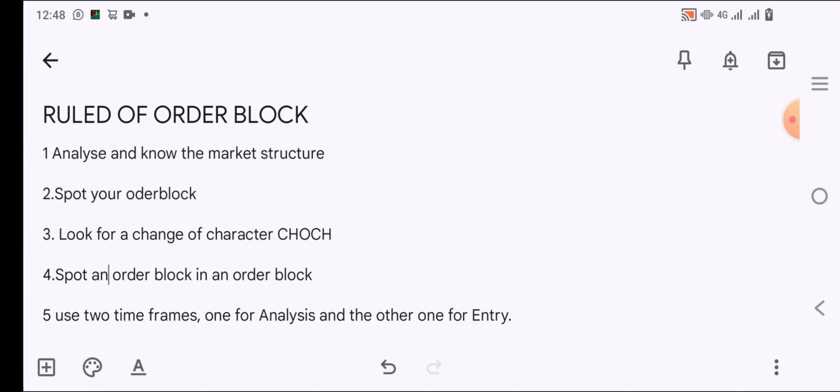So for instance, now let me explain this number 5. You can use 4 hours as your analysis time frame, then use 1 hour for confirmation. Make sure you use a time frame 2 hours above the one you have used for analysis. For instance, if I'm using 4 hours, I will jump to 1 hour to pick a trade. If I'm using 1 hour, I will jump to 15 minutes to pick a trade.